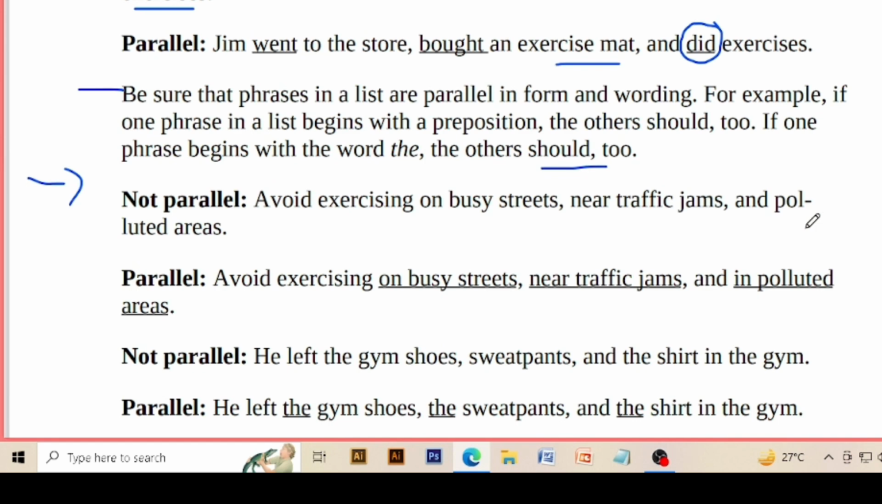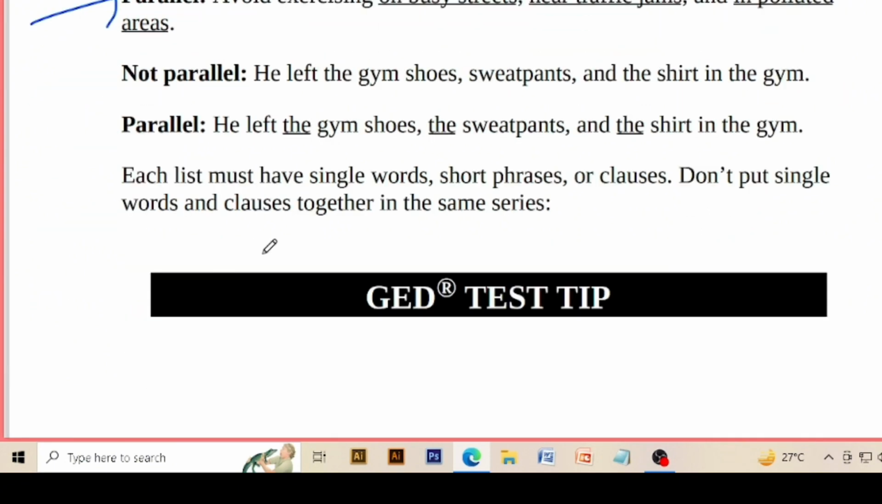So almost the sentence was the same, but here polluted air er jaga, we add this in here. Avoid exercise on busy streets, near traffic jams, and in polluted areas. Okay, to make it a parallel sentence. So to identify the correct or difficult, we have to make sure that they are in the same tense. Another example, he left the gym shoes, sweatpants, and the shirt in the gym. Achha.